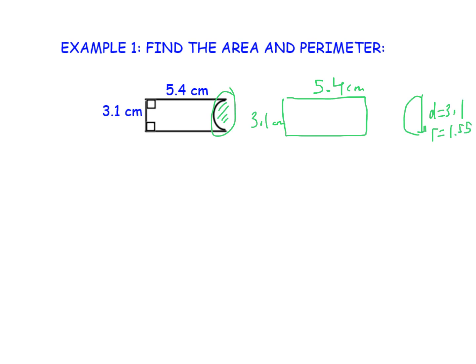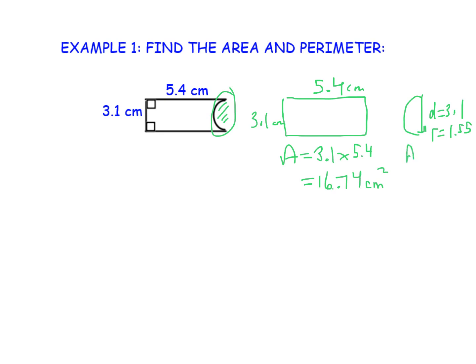And so if I find the area of the rectangle, I'm just going to multiply 3.1 times 5.4. That gives me 16.74, but we know that's too much for the area because there's a little bite out of it, and that little bite is in the shape of our semicircle.